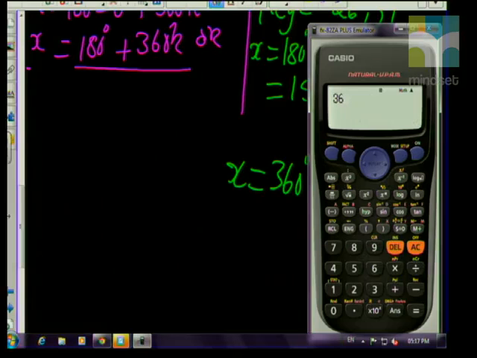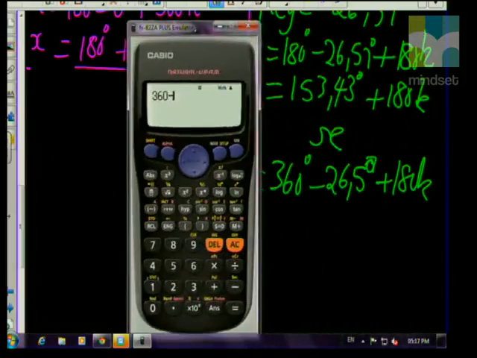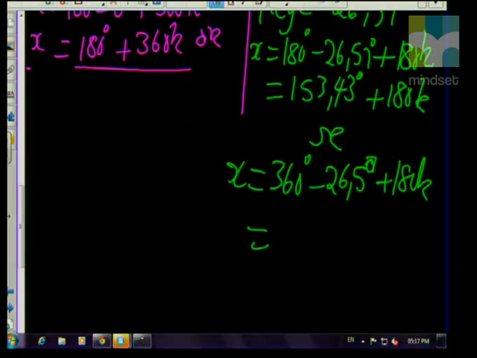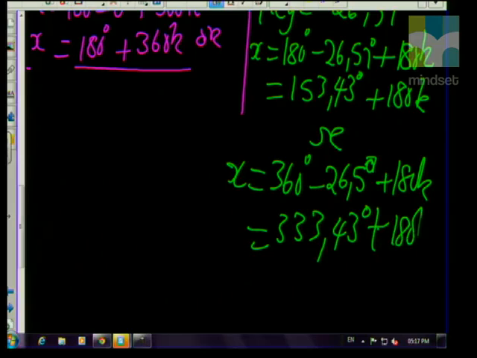And then we work it out. 360 minus 26.57, and we get 333.43 degrees plus 180 degrees times k. So that is your general solution.